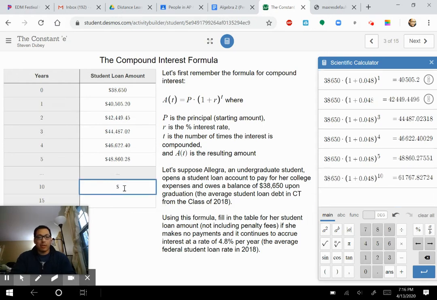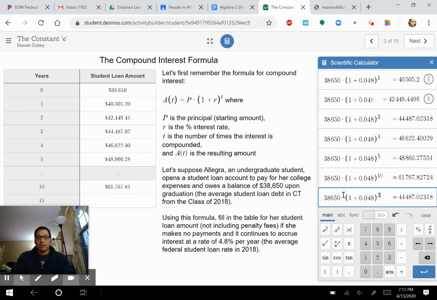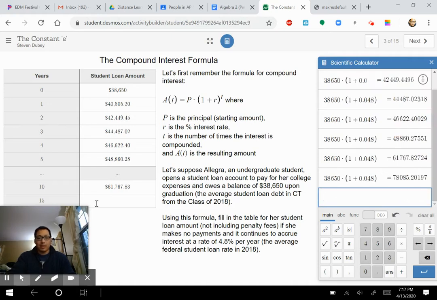Ooh, now we're up to $61,767. And 10 years is a standard length of time for a student loan. But they also offer things that are called extended loans, and you can pay it off after 15 years. But then you can see here, you are letting this grow quite a bit. $78,000. Is that double? It's about double what she originally borrowed.